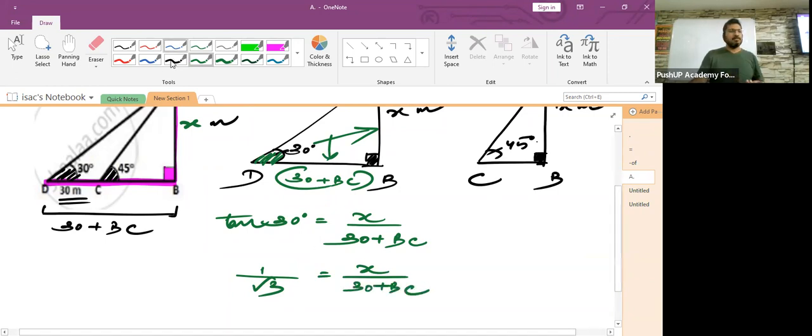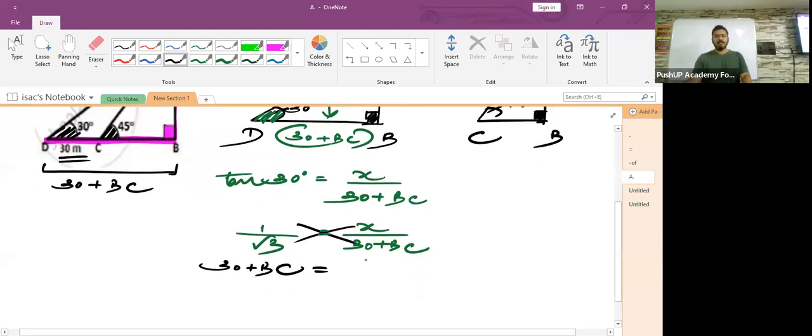All right, let's cross multiply both the sides. Children, do you all agree with this? Cross multiplication. So 30 plus BC into 1 will give me what? 30 plus BC, which is equal to x into root 3 will give me what?